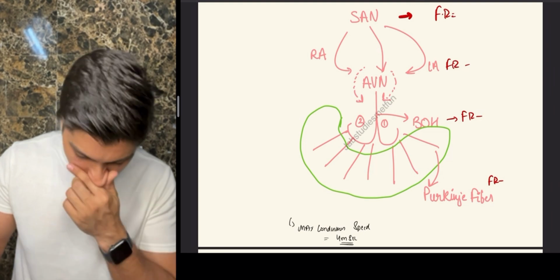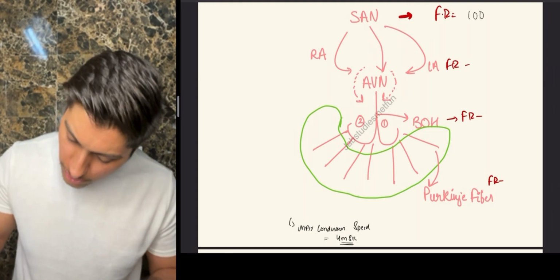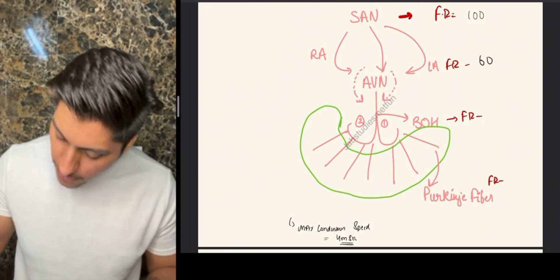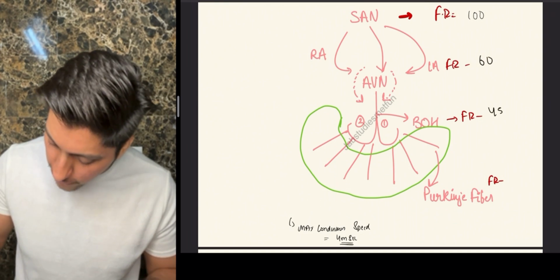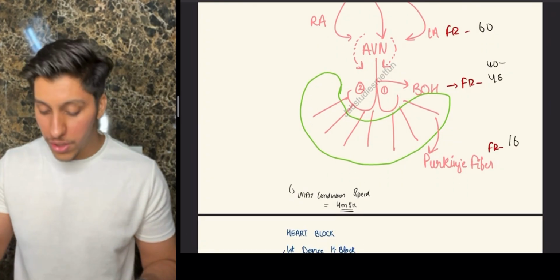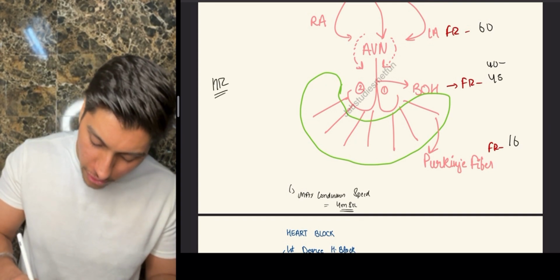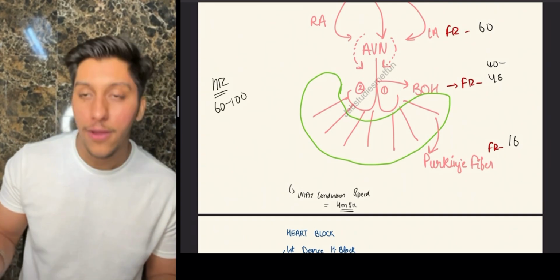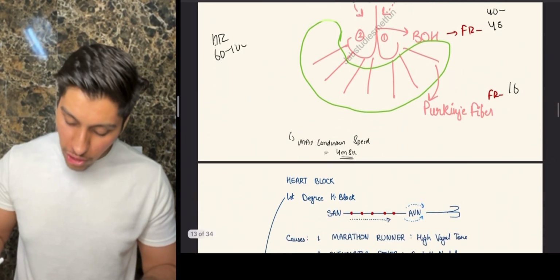SA node, very good, it is going to be around 100. In case of AV node, it is going to be around 60. Bundle of His around 40 to 45. And your Purkinje, the slowest, it is going to be around 16. What is your normal heart rate? Your normal heart rate, very good, it's going to be around 60 to 100 beats per minute. Okay, let's talk about heart block.